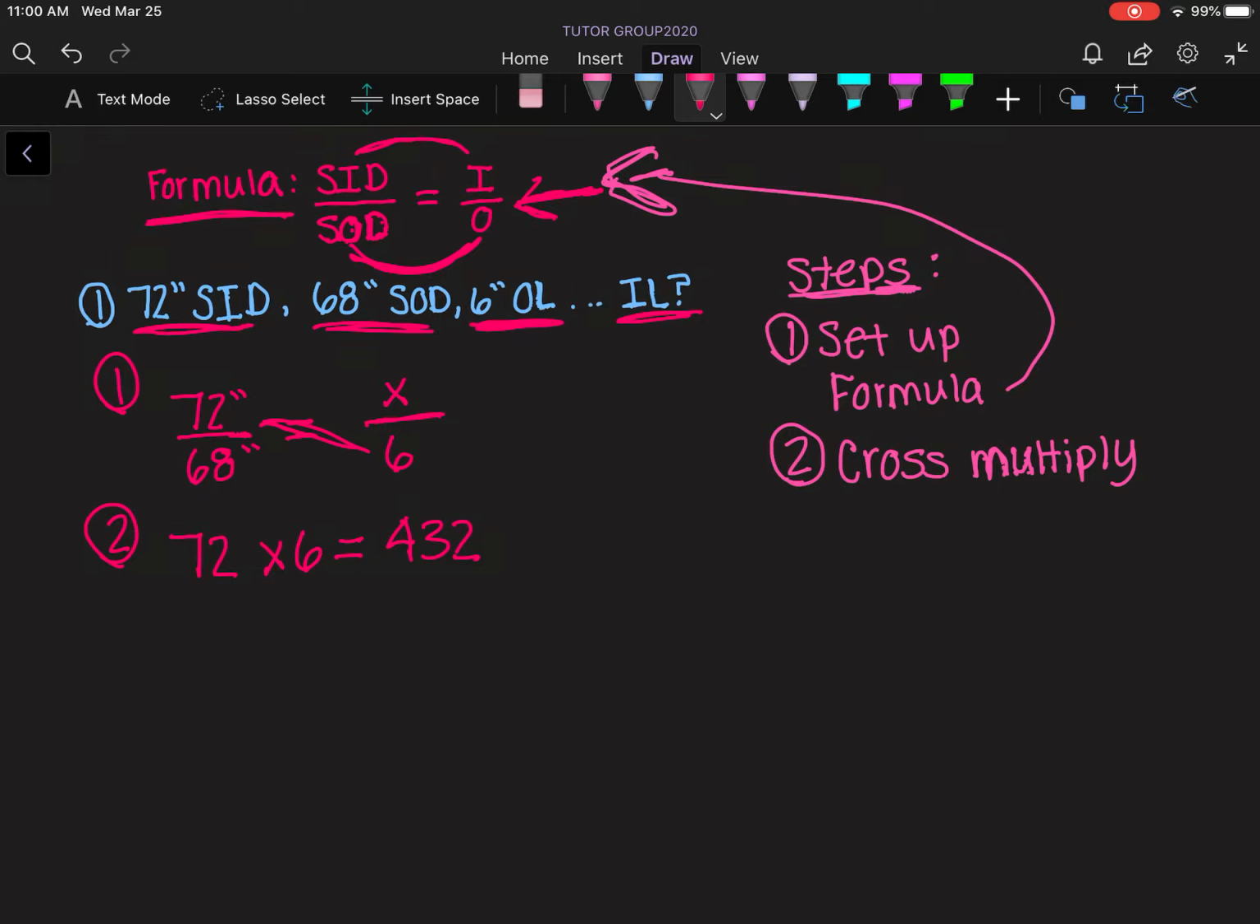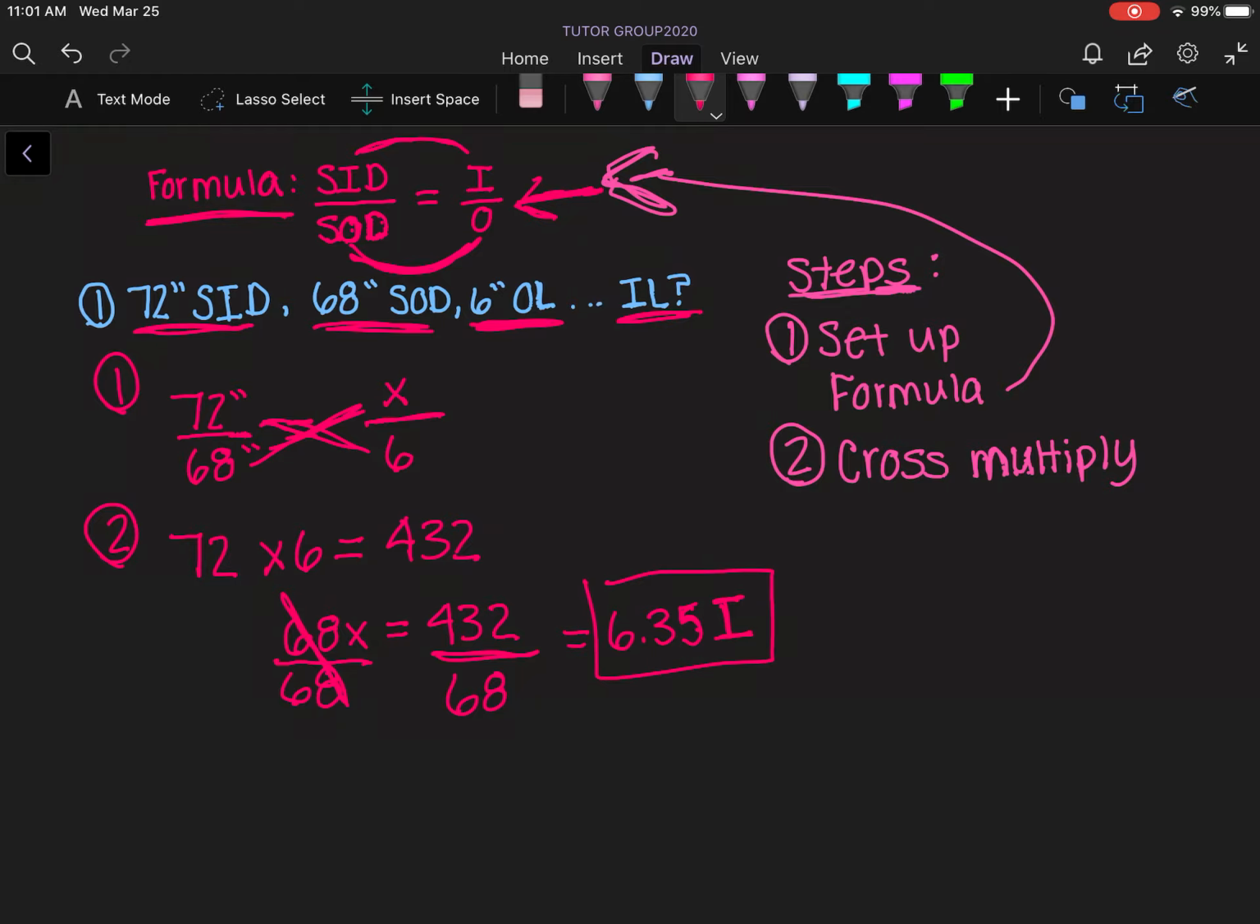Now after you cross multiply, we know that 68 and x, it's going to be 68x equals 432. So then we're going to divide by 68 because we got to get the x on its side by itself. When we do it to one side, we have to do it to the other. So 432 divided by 68 equals 6.35. And that is your image length. And that is your answer.